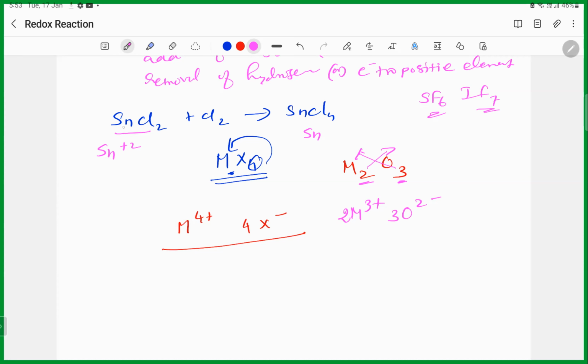So long by here tin will be 2 plus. Here tin will be, what is the oxidation state?